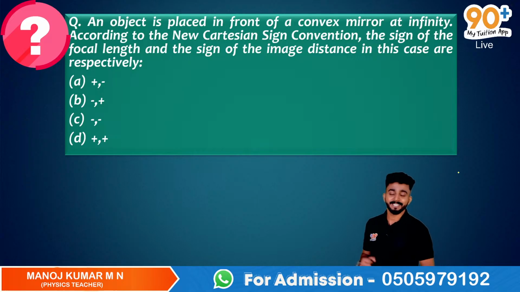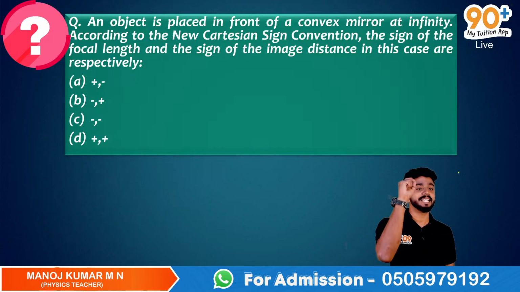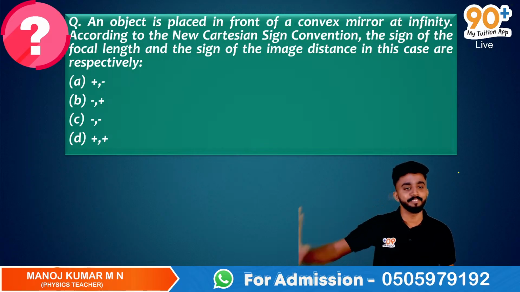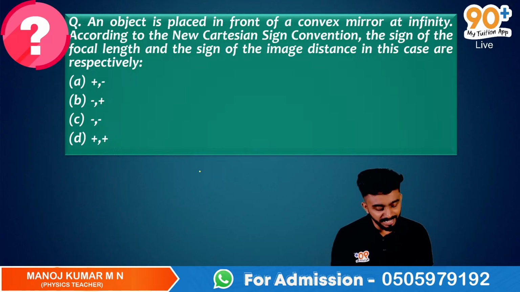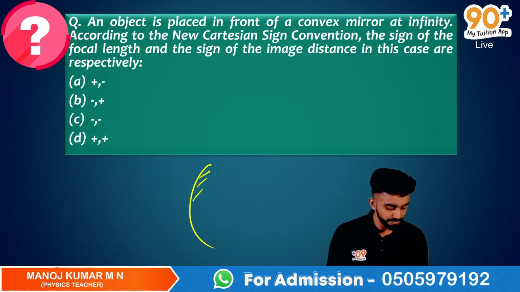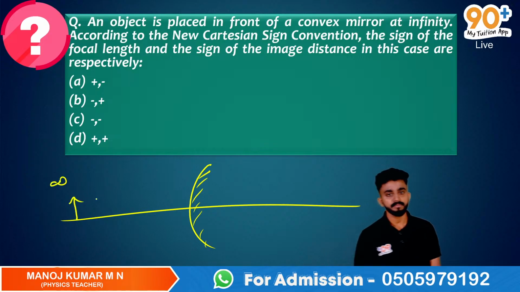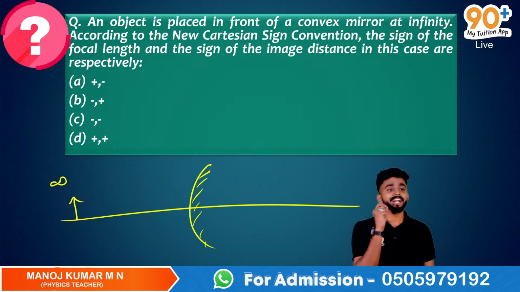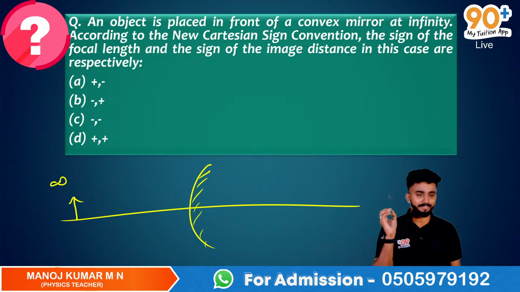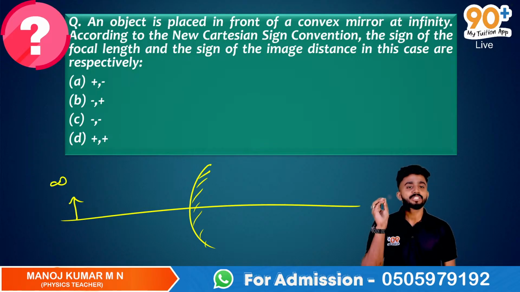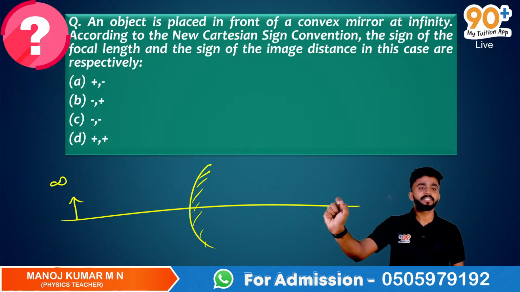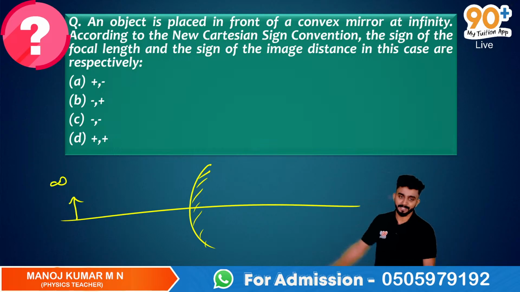So the question is, an object is placed in front of a convex mirror at infinity. Okay, so let's say I'm considering a convex mirror. The object is placed at infinity, over here we have the object. The question is, according to the new Cartesian sign convention, that is image formations you might have learned, right? So the sign of the focal length and the sign of the image distance in this case are respectively.